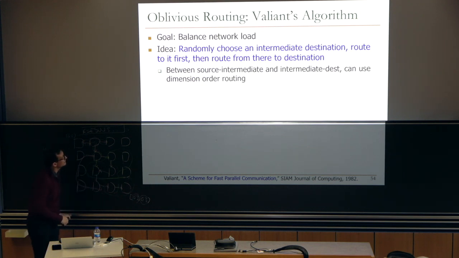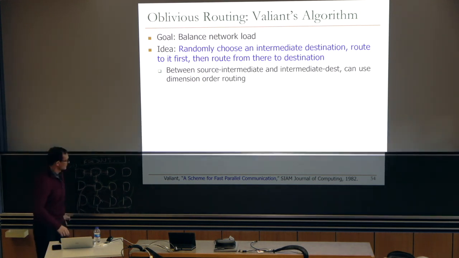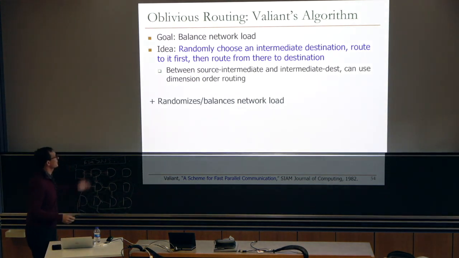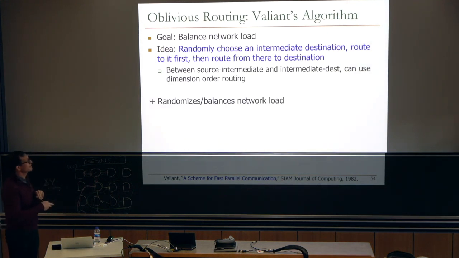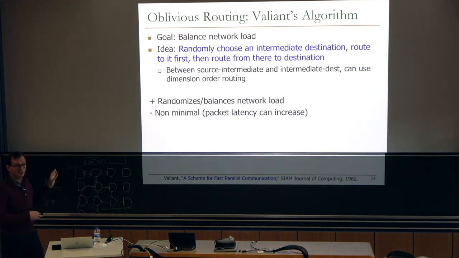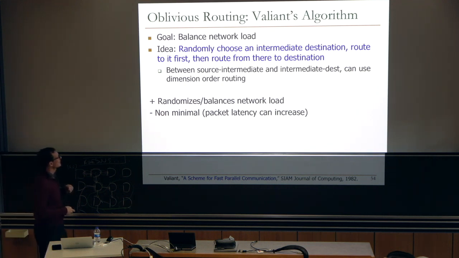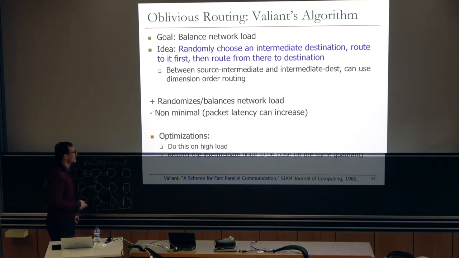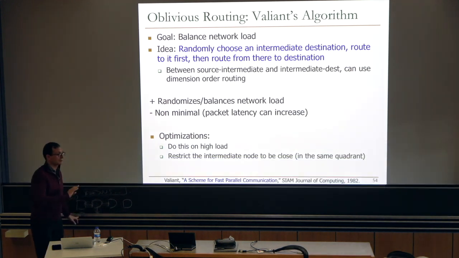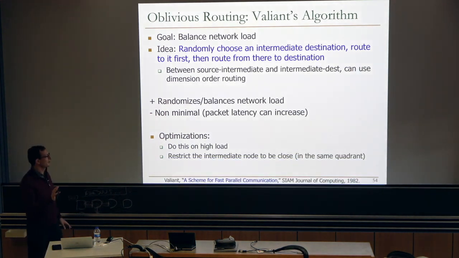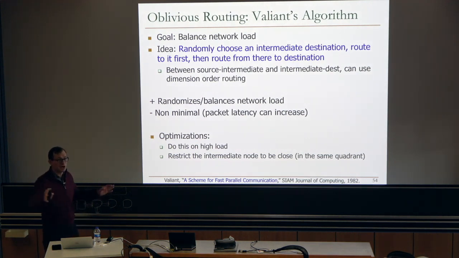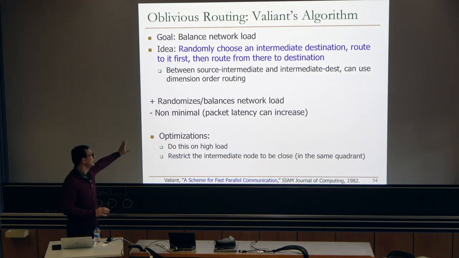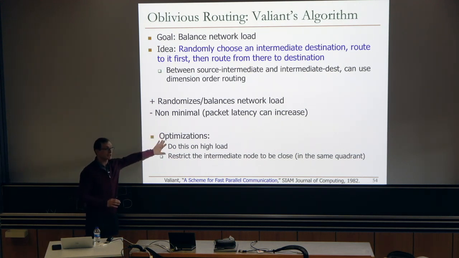Yeah, that's the idea. So how do you actually make this simpler? It achieves the goal, randomizes and balances the network load. It's non-minimal, actually, because packet latency can increase now. But you can optimize this. Basically, you can do this on potentially high load. Not necessarily a good idea, because if it's too high load, then you may be increasing the load. But you need to keep load under control anyway, or you need to keep the congestion that you're causing because of this load balancing under control anyway.